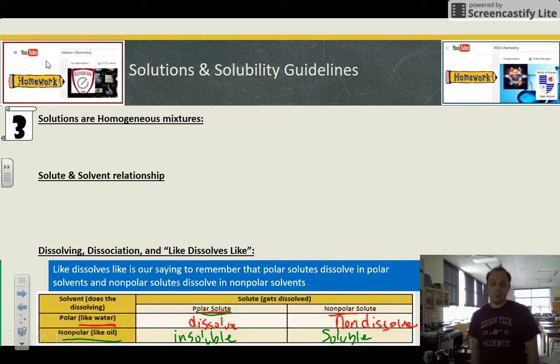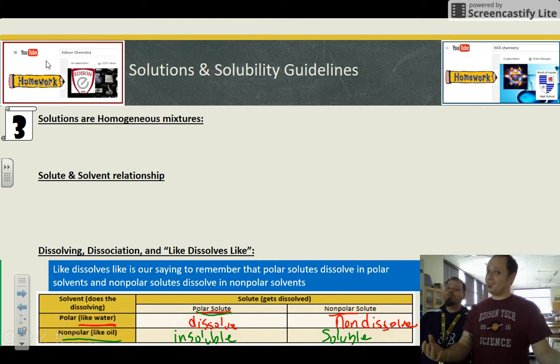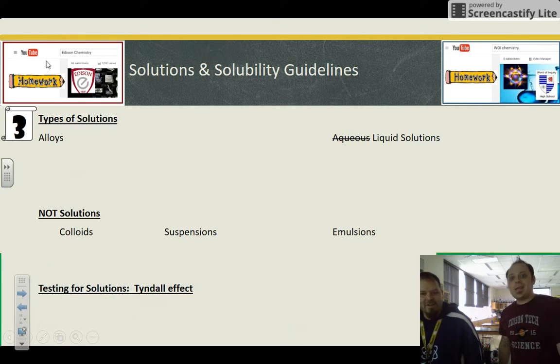Wax, soluble. Now, I noticed we changed them up: will dissolve, won't dissolve, soluble, insoluble. It means the same thing. Here we go, let's carry on.